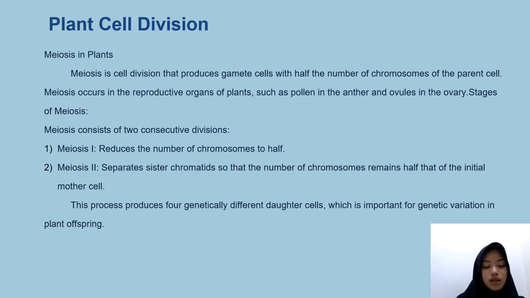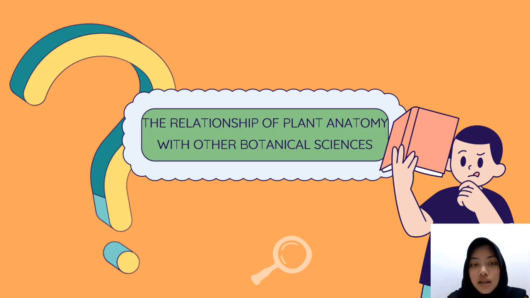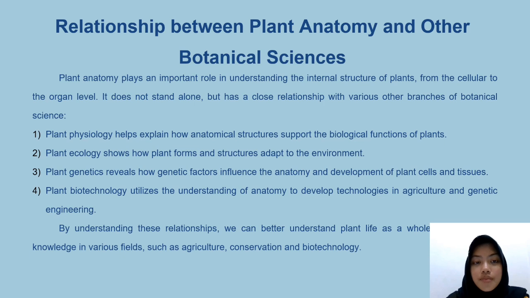Okay, the next material is the relationship of plant anatomy with other botanical sciences. Plant anatomy plays an important role in understanding the internal structure of plants, from the cellular to the organ level. It does not stand alone but has a close relationship with various other branches of botanical science.